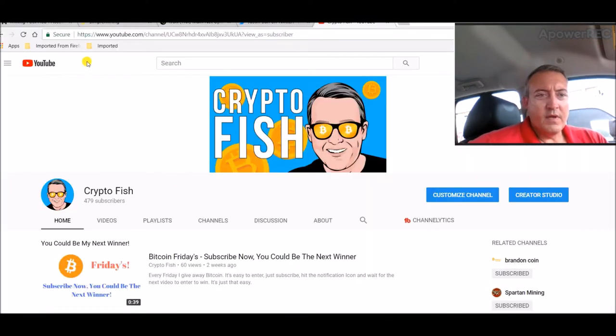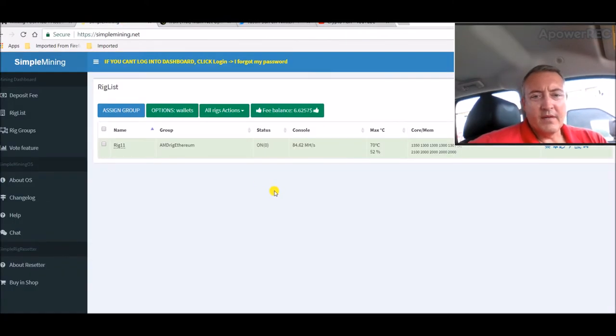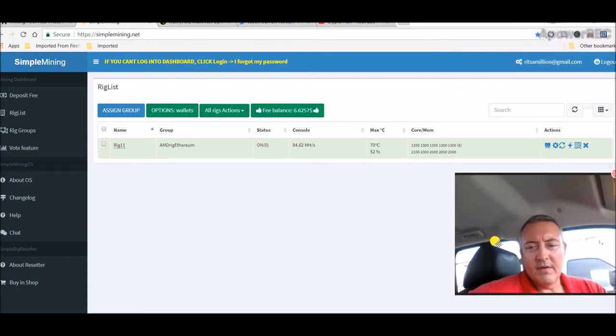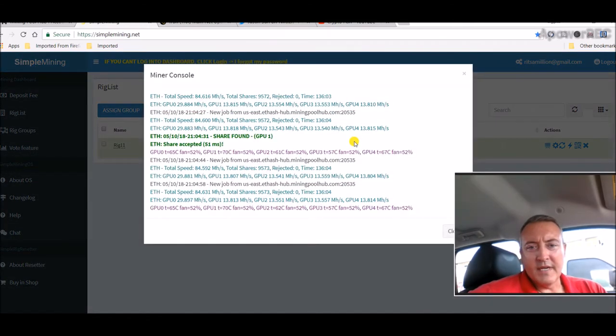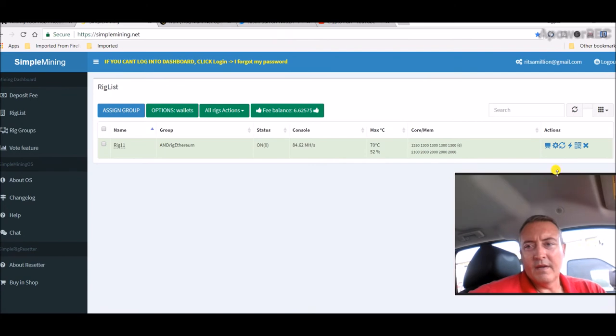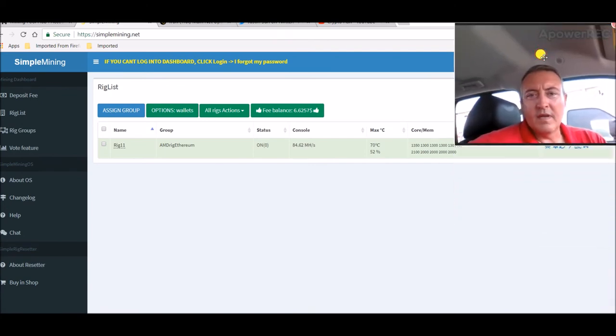So let's head over to the mining pool. Well, simple mining, nothing really new going on here. No new algorithms to change to. 84.6 mega hash. This thing has been cruising since I got it. It has not stopped since I got it, 136 hours straight. Not one rejected share. 9,572 accepted shares. So this thing is humming right along. It's happy, and so am I.